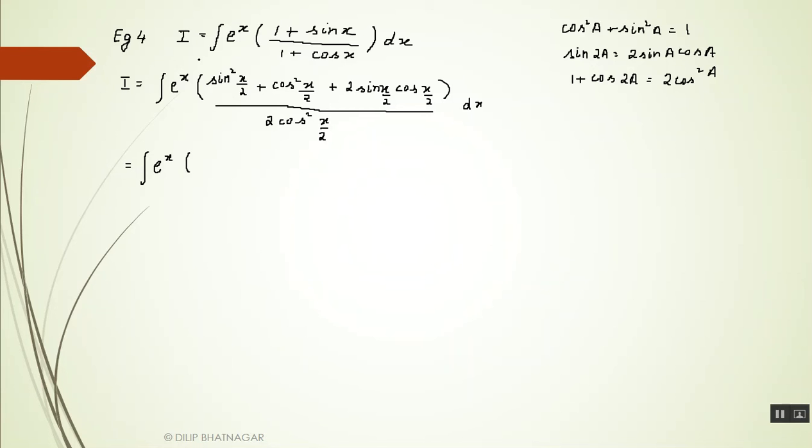Now if I see the numerator, it is in the form of a square plus b square plus 2ab. So this is a plus b whole square. So I'll get sine x by 2 plus cos of x by 2, right, whole square, divided by 2 cos square x by 2 dx.